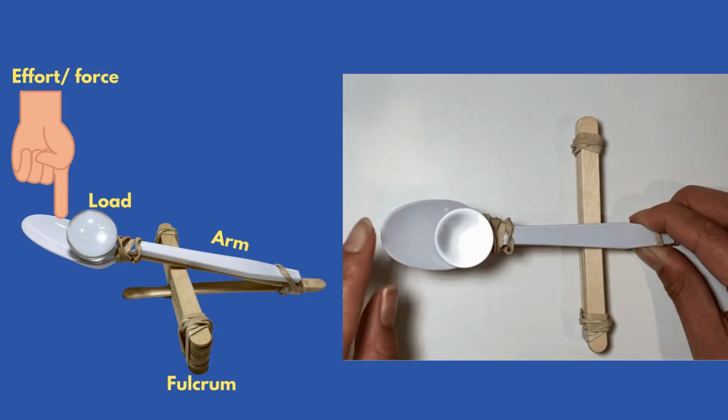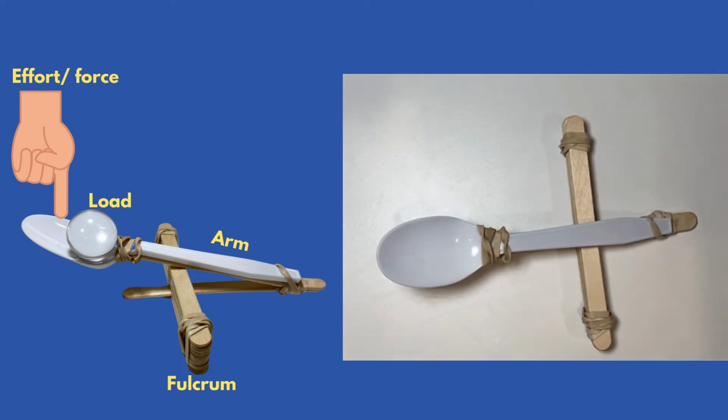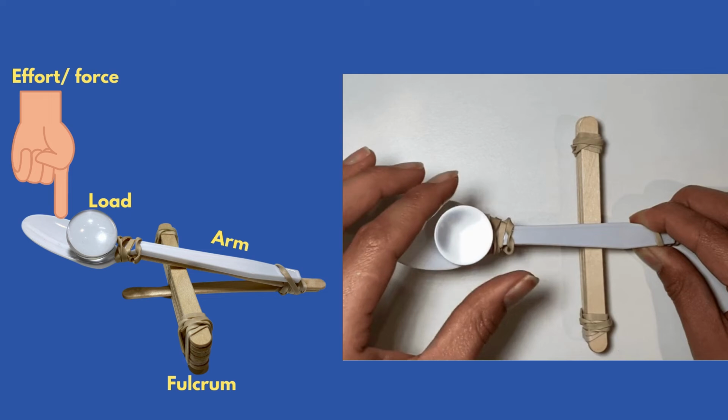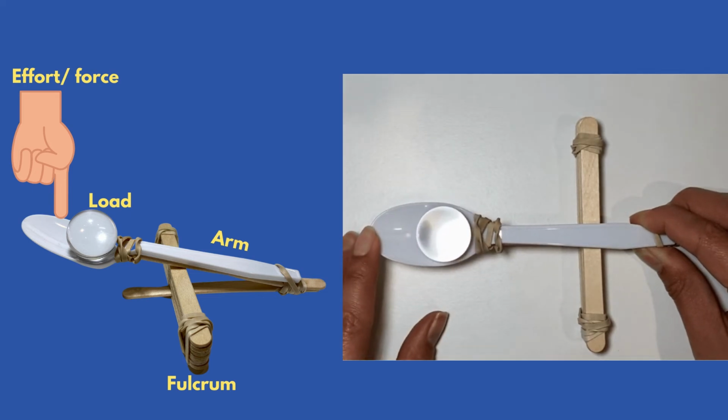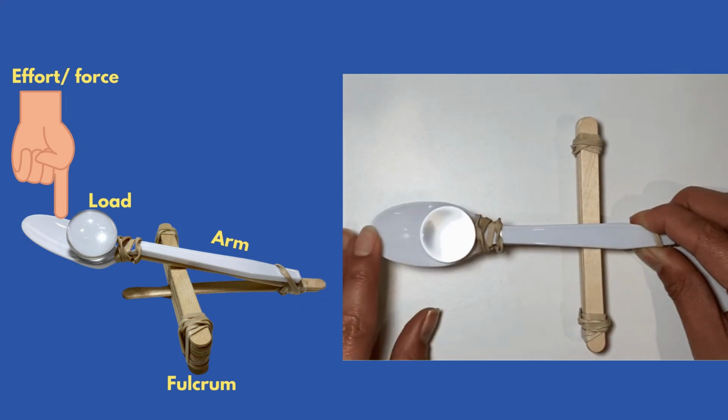When you push down on the spoon that's attached to the arm, what you're doing is storing potential energy. When you release your finger from the arm, the potential energy gets turned into the kinetic energy or moving energy. This is what causes your object to launch.